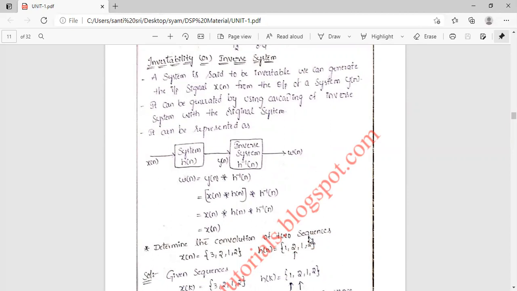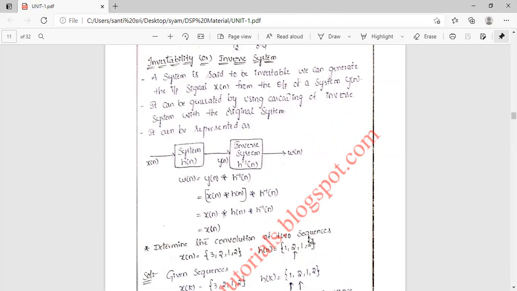So the output of the original system is y of n, which is nothing but the input of the inverse system, and it will produce the output w of n. So w of n can be obtained by using the convolution of the original system with the inverse system. That is, x of n convolved with h of n, whole convolved with h inverse of n.